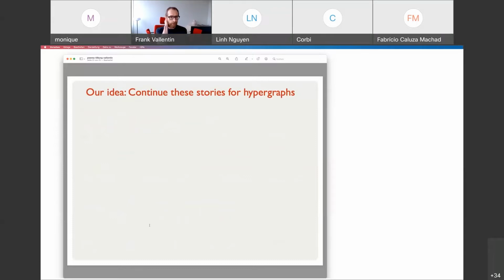Good, so this was our idea, our motivation, that we want to continue these stories for hypergraphs. And for this, we try to come up with some lightweight recursive Lovász theta number for hypergraphs. So we were not aiming to find the strongest hierarchy which is possible, but we wanted to find some hierarchy which is lightweight in the sense that it will be possible to analyze.